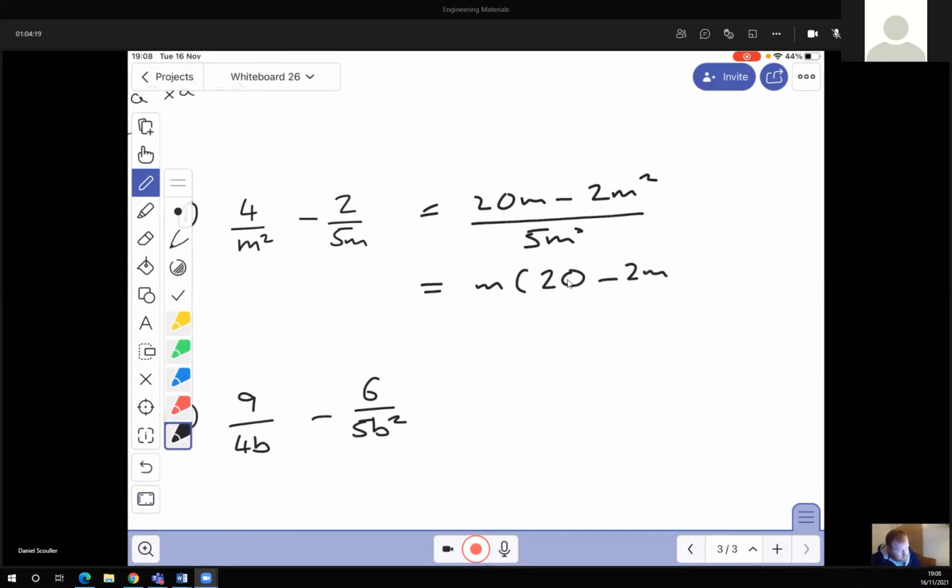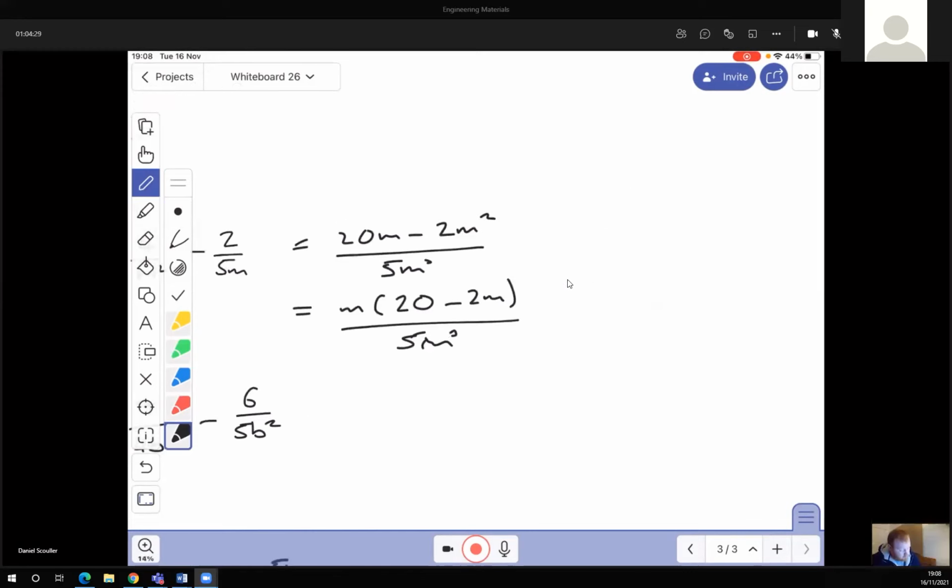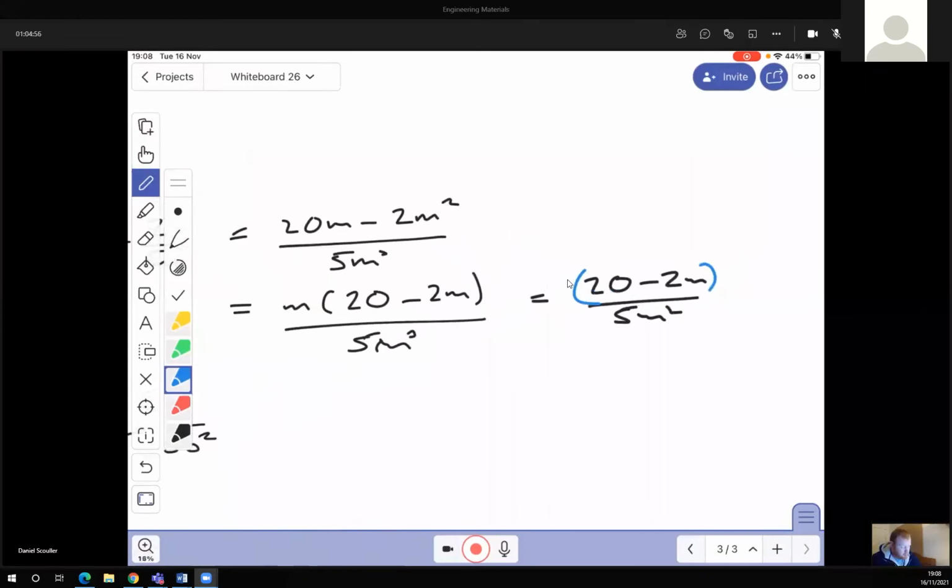Now we've got a multiple outside the bracket. We can use that to cancel out a wee bit. I'll just do that to the side. A wee bit messy, but cancelling that m out with one of the m's down below, and we'll get that. Remember, that's just determining the brackets. You don't need to write the brackets if there's nothing else there. You can just leave it like that. So 20 minus 2m over 5m squared.